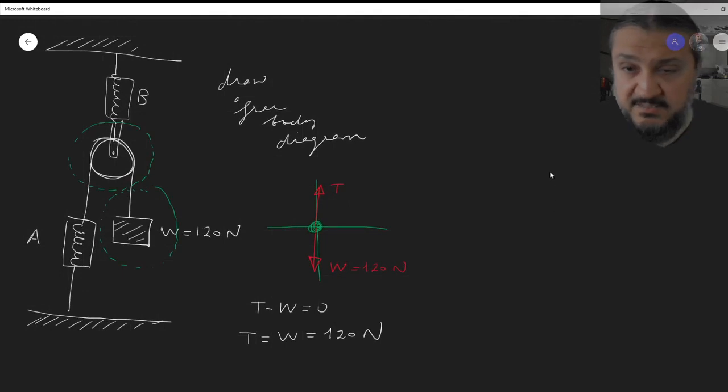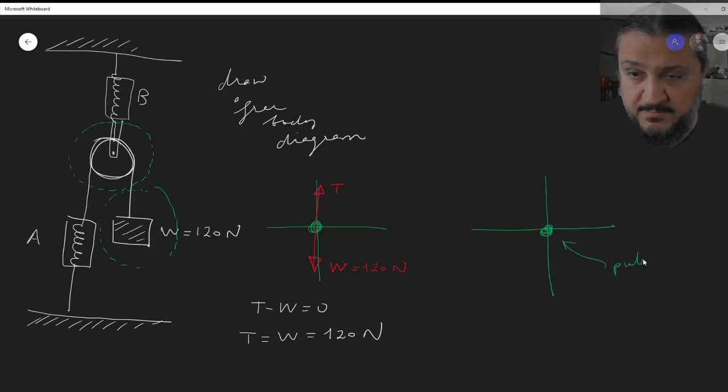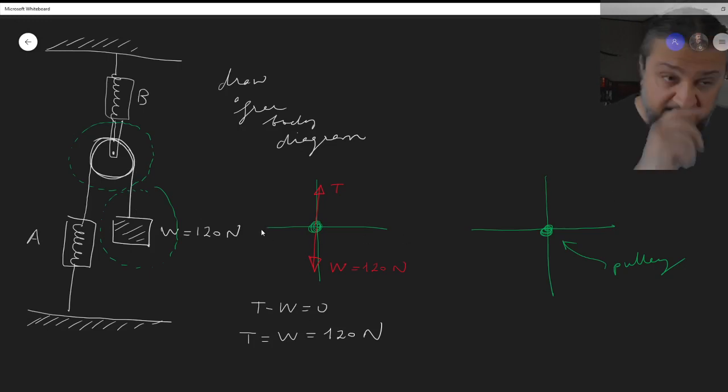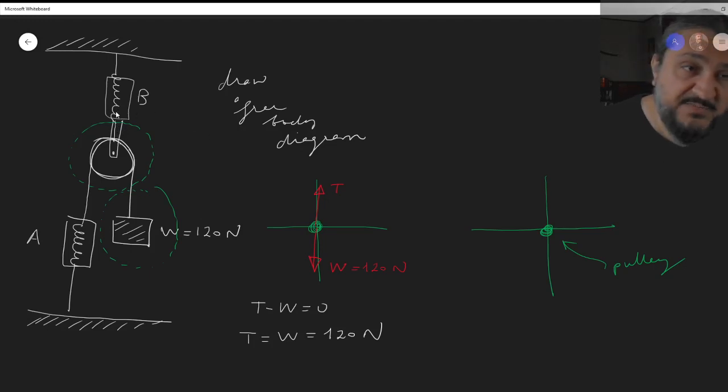Show the forces acting on the object. This is for the pulley. Now the pulley is experiencing actually 3 forces that I have to show. The spring scale is attached to it. It's actually pulling it upward. So I need to place an arrow here that stands for the spring scale B. Let me call it FB.